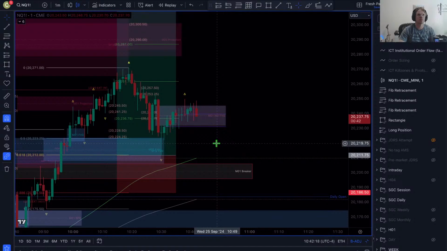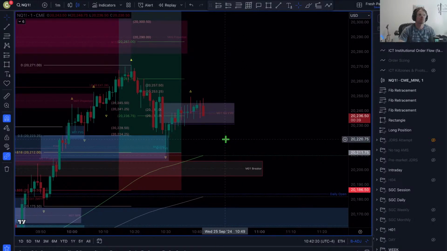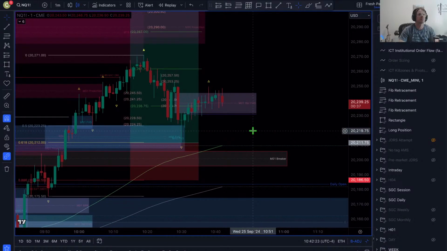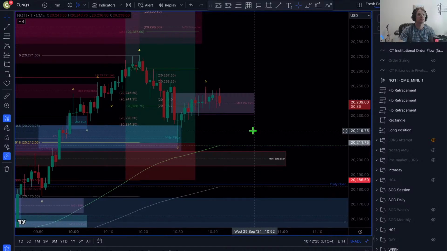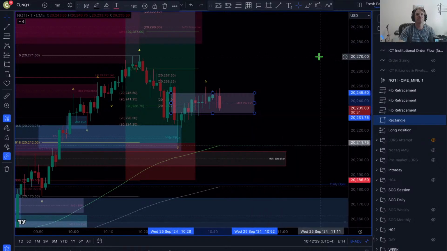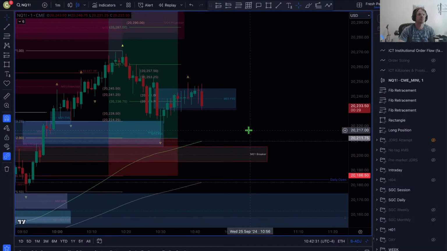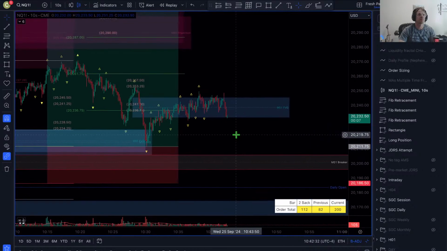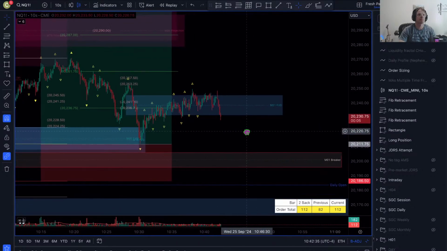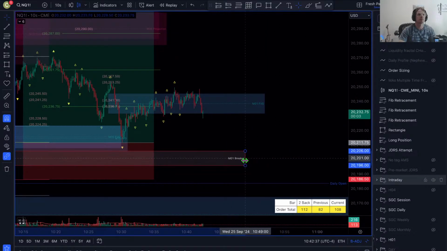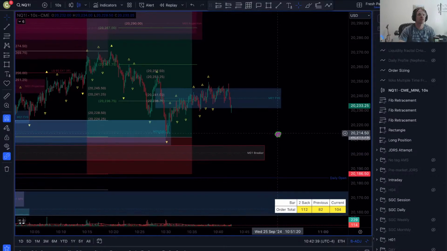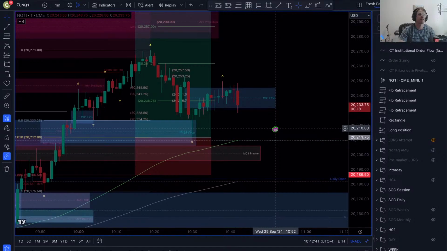Here comes the sweep. Notice how you just couldn't break that fair value gap. Here's the sweep. We also didn't hit that one breaker there. Not yet.